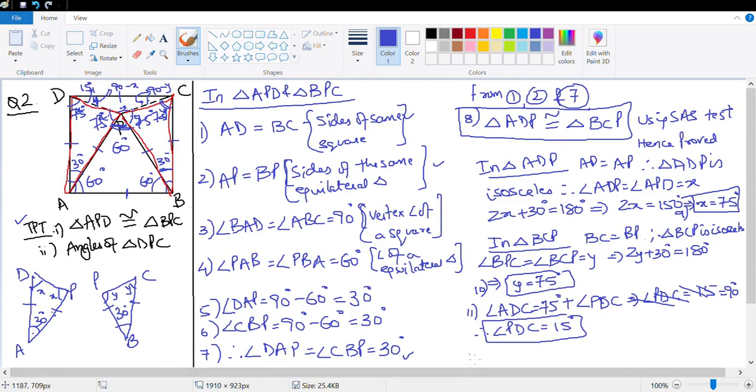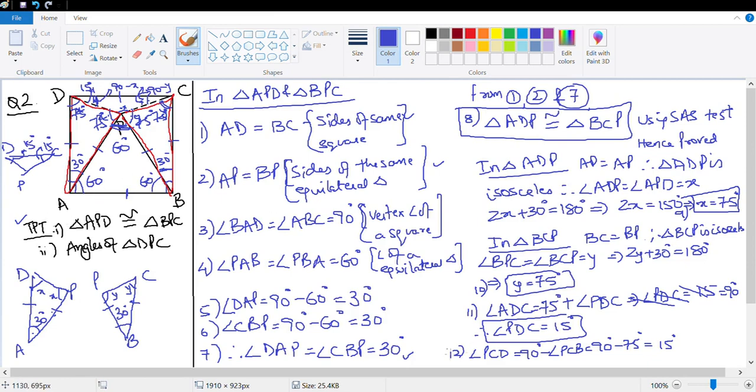Similarly, number 12, angle PCD is equal to 90 degree minus angle PCB, which means 90 degree minus 75 degree, which means 15 degree. So this angle is also 15. So I will just make a rough diagram here. This is D, this is C, this is P, this is 15, this is 15 degree. Now what remains is for me to calculate the value of the third angle.